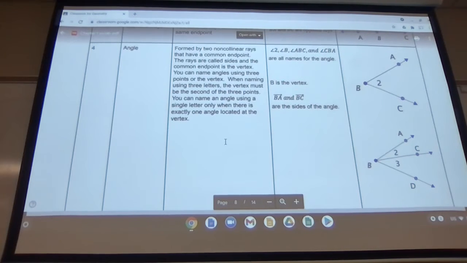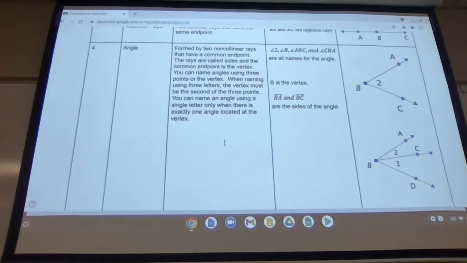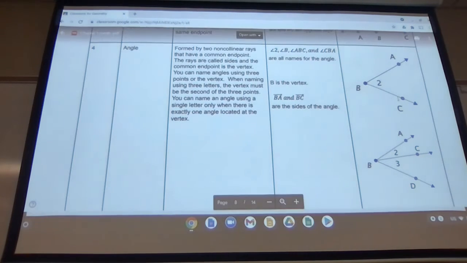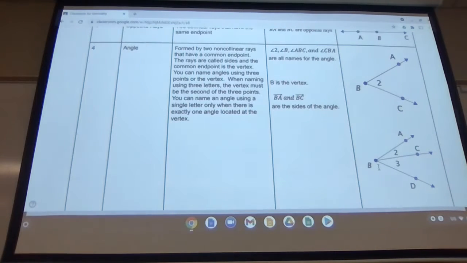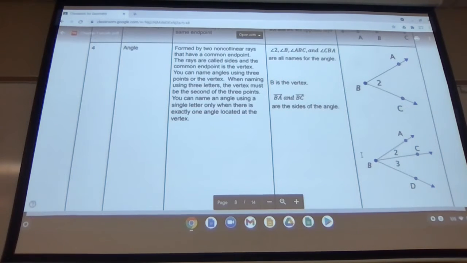Now, the other way to name this, you can name an angle using a single letter, only when there's exactly one angle located at that vertex. So up here on this top picture, I could call this angle B because there's no other angle coming out of point B. But down here on the bottom picture, you've got several angles. You've got a couple of angles coming out of point B. So I couldn't call this one angle B, because it has more than one angle coming out of B. But if there's just one angle coming out of B, you could call it angle B. So there's your second way to name it.